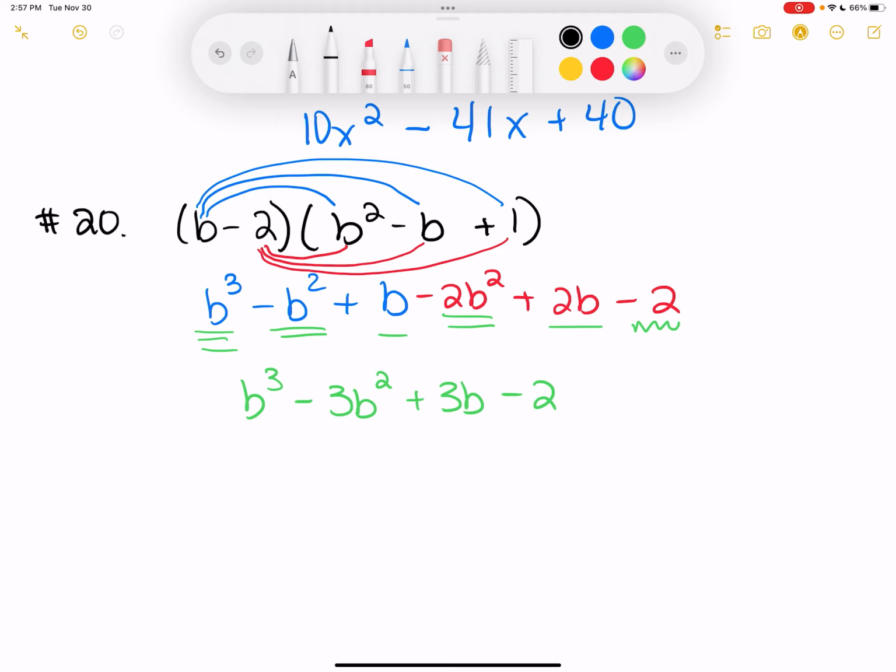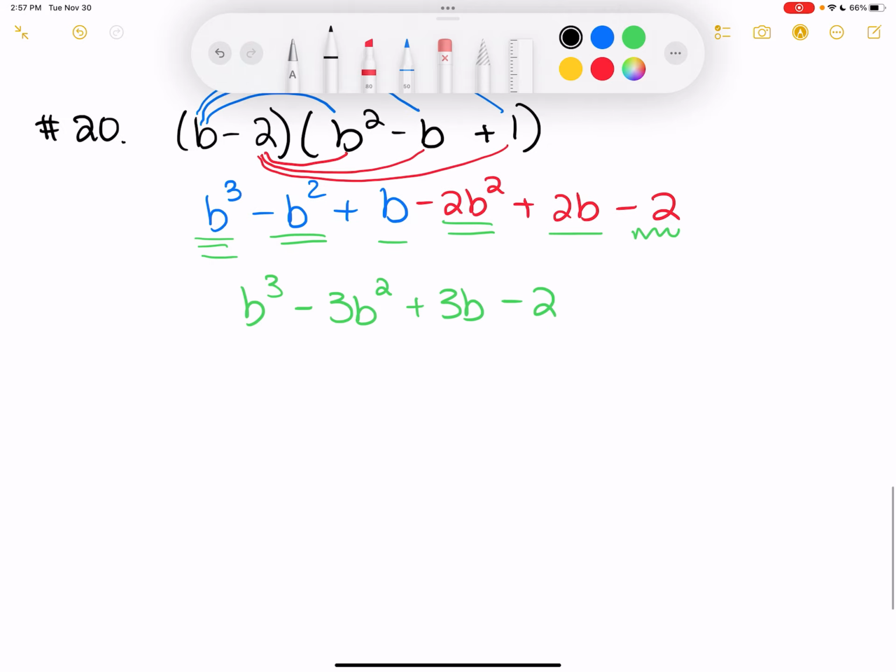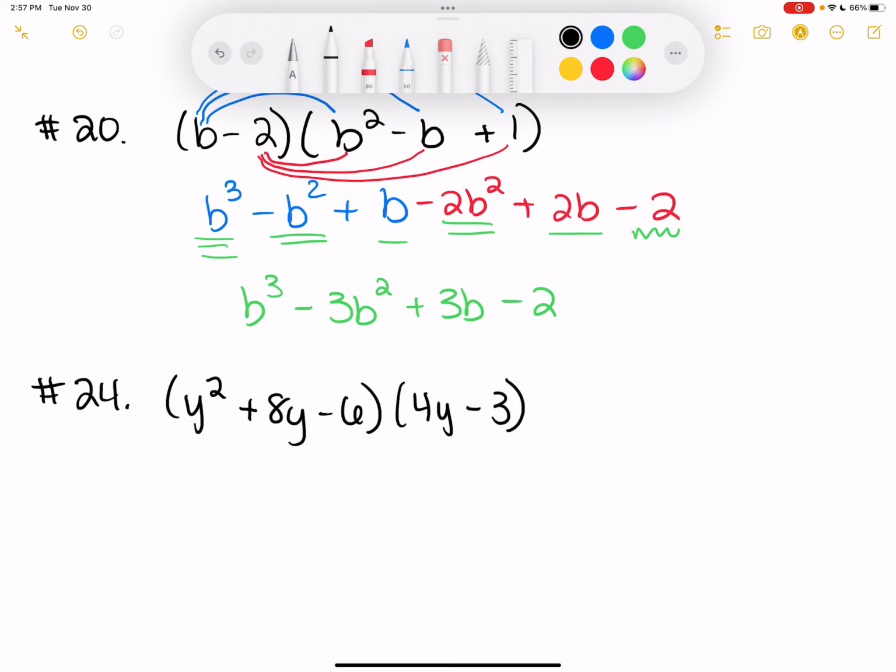All right, we're gonna come back and I'm gonna have y'all do 22 in a second, but I want to do 24 first, and then we'll do that one, and then we'll probably be done for today. All right, so 24: y squared plus 8y minus 6 times 4y minus 3.